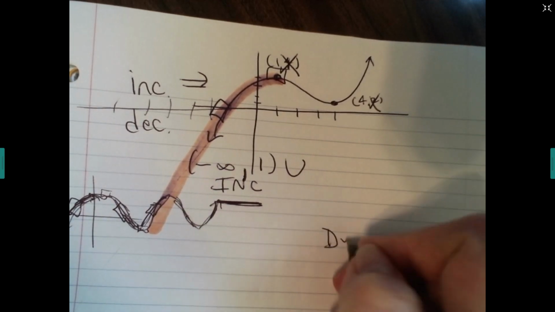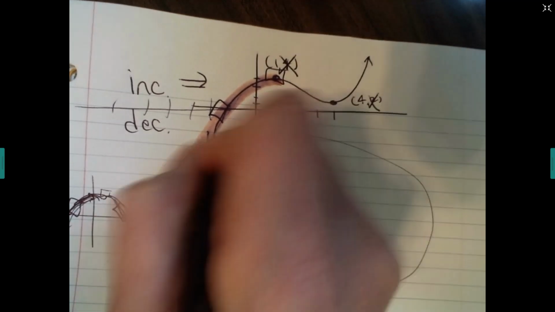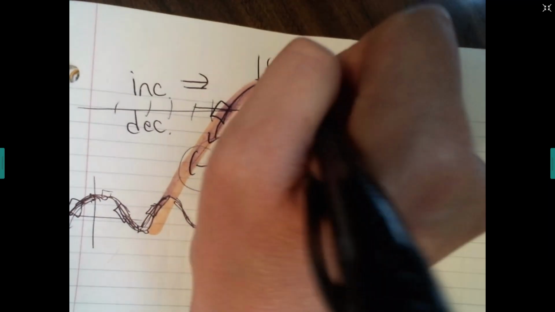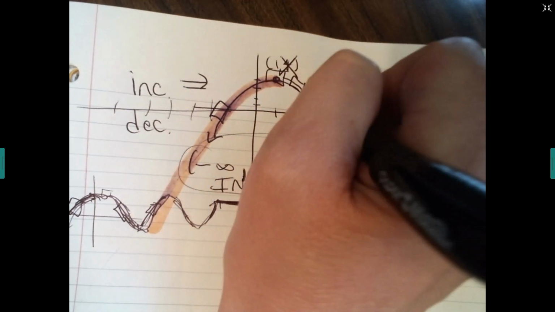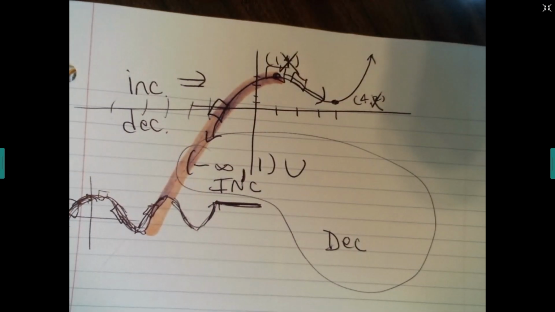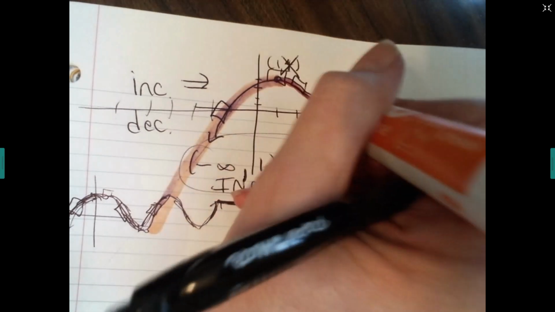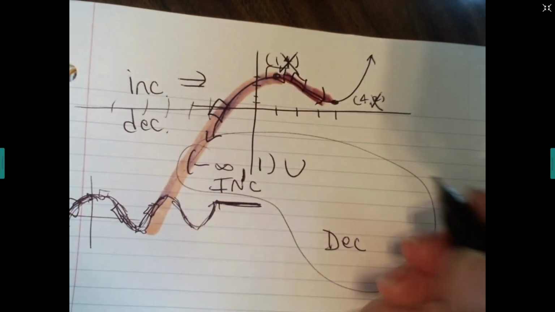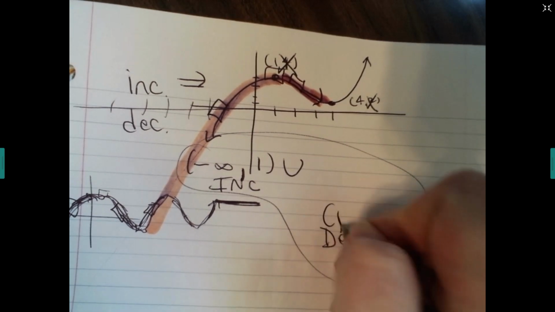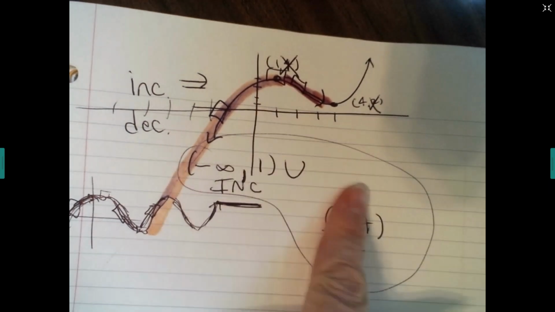Let's go to decreasing now. So I'm kind of jumping over here. Decreasing. All right, so here's my cart on my roller coaster. And notice it is decreasing here. From what values? Well, it's going down. The function's going down from, again, I only care about the X values, 1 to 4. That's when it's going down.